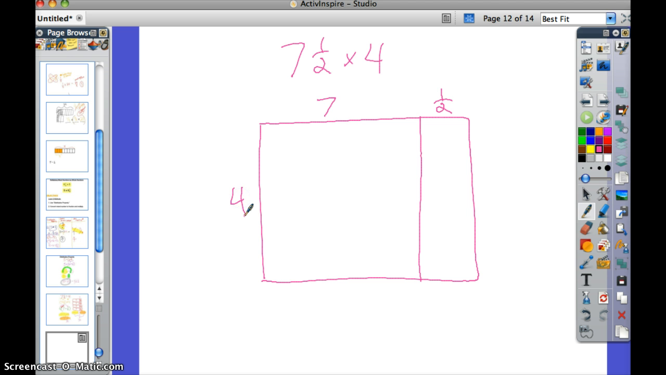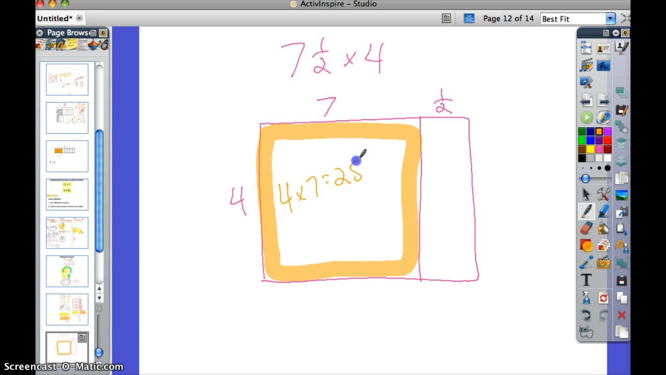So we have this area right here would be a 4 by 7, right? A 4 by 7 is 28. And this area right here would be a 4 by 1/2. So that shows 2 separate problems happening here, right? It shows 4 groups of 7 and 4 groups of 1/2. So that's another way to represent that.